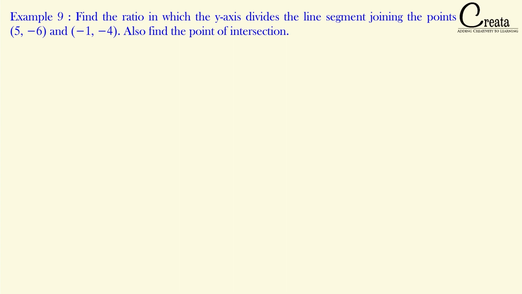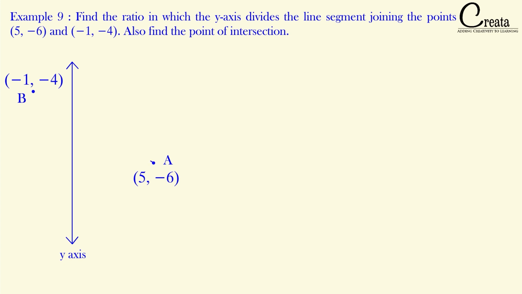Find the ratio in which the y-axis divides the line segment joining the points (5, -6) and (-1, -4). Also find the point of intersection. Firstly, let's observe the question. In this question, the y-axis is given and two points are given on either side of the y-axis. The first point is (5, -6) and the second point is (-1, -4). Let's name both the points A and B.